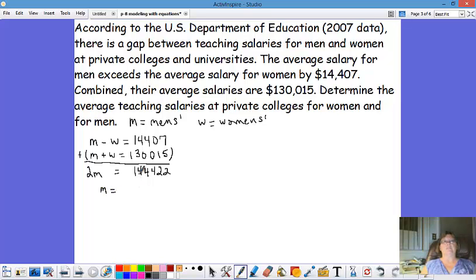144,422. We want to know about 1 m because that will be the men's salary. And if we divide by 2, we'll find, let's see, 2 into 14 7 times, into 4 twice, into 4 twice, into 2, oh, there we go. The average men's salary is around $72,211.